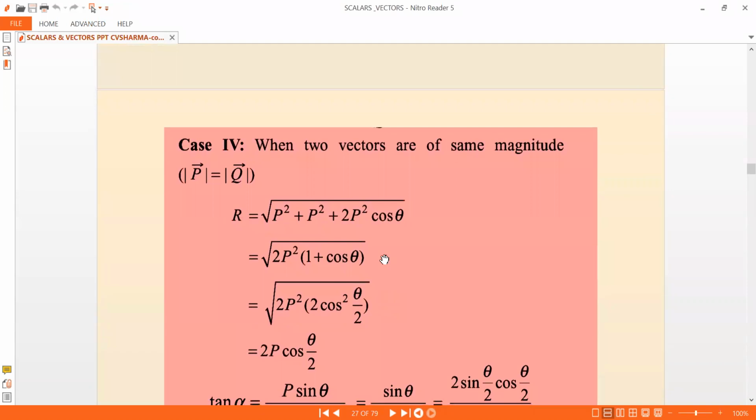So the next one is when the vectors are of the same magnitude. When you have a situation that the vectors are of the same magnitude, what will happen? Then the modulus of P bar is equal to Q bar, and then you have P square plus P square plus 2P square cos theta. So I get a situation of an isosceles triangle. That's what we are talking about.